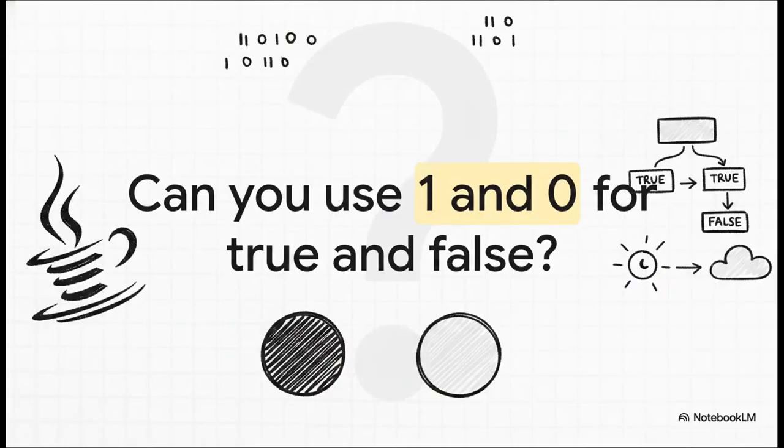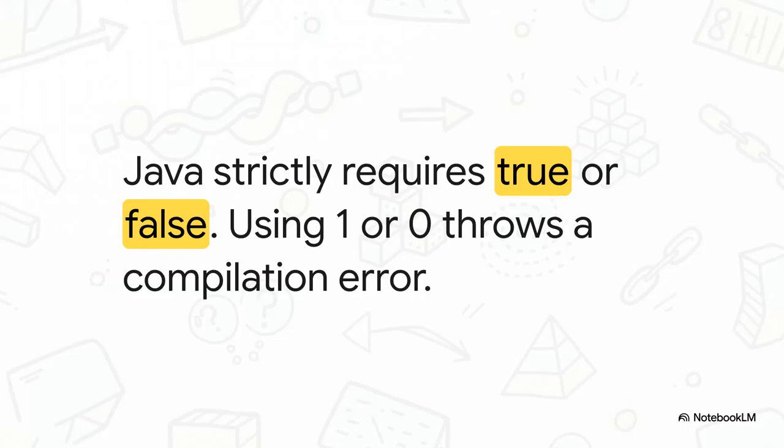Now, I want to pose a question directly to you. If you're coming over from other programming languages, you might be pretty accustomed to a specific shortcut. Can you use a 1 and a 0 to represent true and false in Java? Take a second. What do you assume the compiler is going to do here? Well, if you guessed yes, you are in for a bit of a surprise.